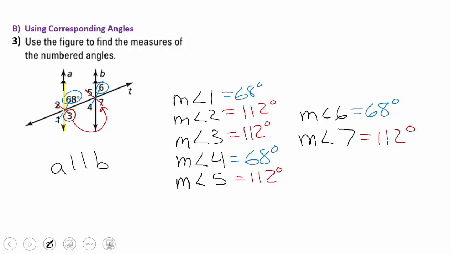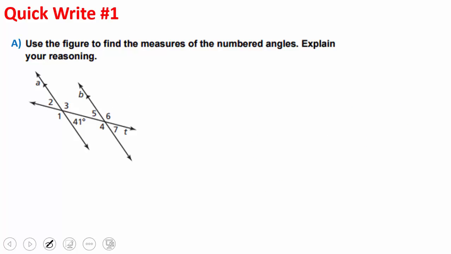So, now it's easy for us to find all those angles solely and purely on the fact that we know vertical angles, supplementary angles, and now we know corresponding angles, angles that are on the same side of the transversal in corresponding positions, which are congruent. They're the same. That's the end of this first video.